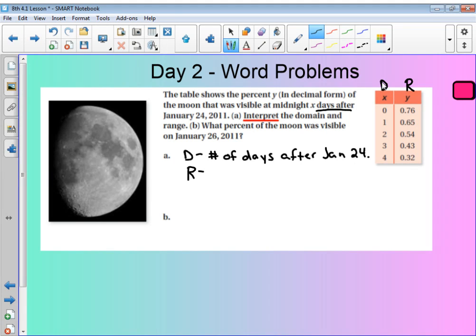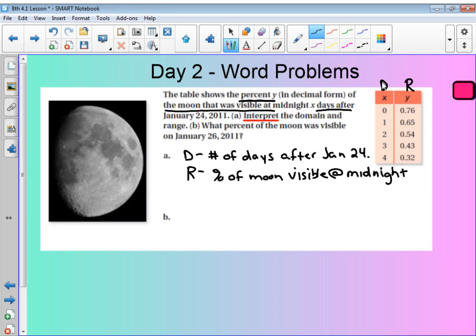Okay. Our range, if they ask us to interpret the range, they're not asking us to just say it's 0.76, 0.65, 0.54. They want us to tell what those numbers represent. Well, our range is representing our percent of the moon that was visible at midnight. Okay, so that's interpreting it, not just saying what they are or identifying them, but understanding what those numbers mean.